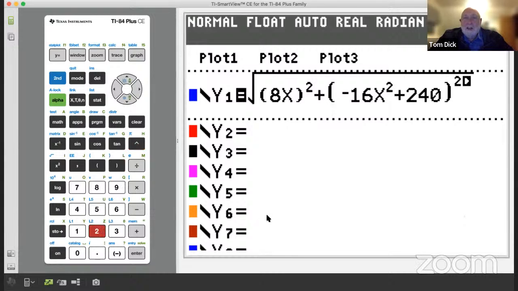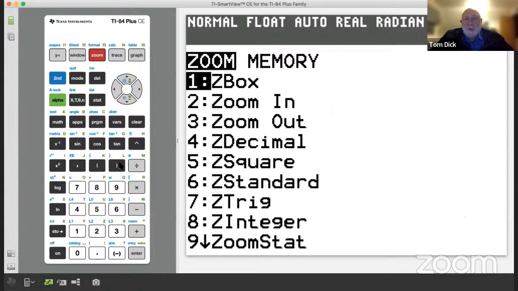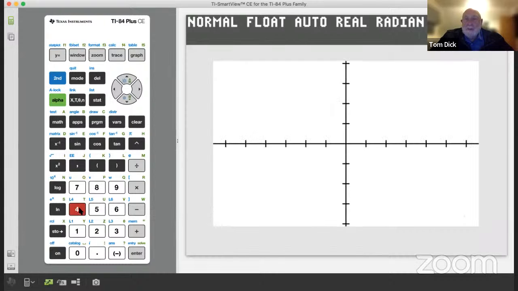Let's just take a look at that. I think that looks all right. Okay. And let's see, our window, what should we do here? I'll go ahead and do a zoom decimal window here real quick, but then we'll need to adjust, I'm sure. Oh yeah, it's going to be way off.